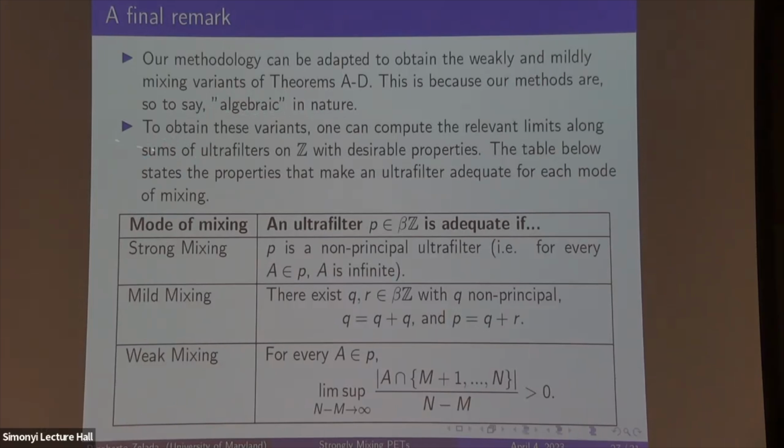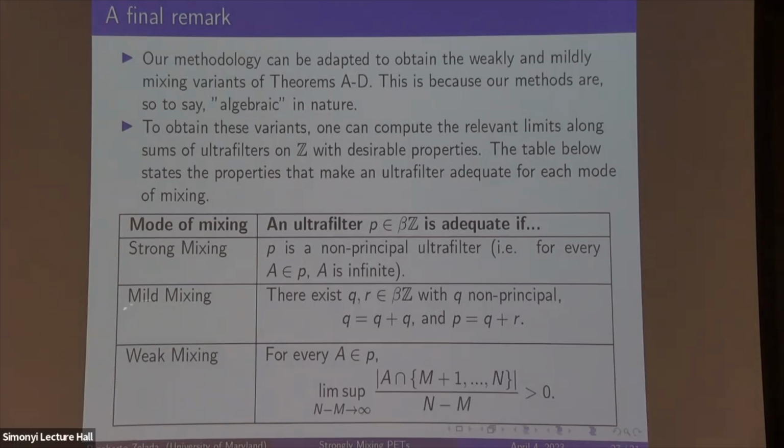Okay, and the way of obtaining these results is to compute the relevant limits along sums of ultrafilters on Z with desirable properties. The table below states the properties that make an ultrafilter adequate for each mode of mixing. So first, strong mixing. The type of ultrafilters which are good are non-principal ultrafilters, that means that every element of the ultrafilter is infinite.